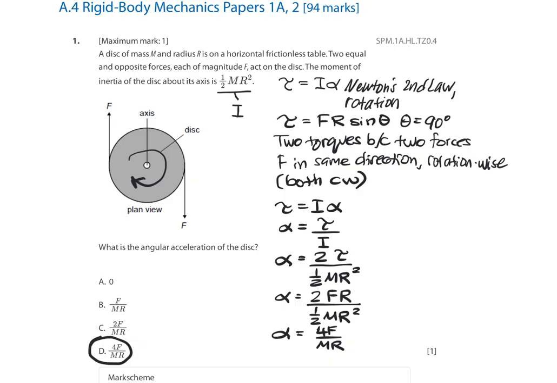Now, moment of inertia is given in the problem as 1/2 mr squared. Usually moments of inertia are given in the problem, so that's nice. And so angular acceleration would wind up being torque over I. I is 1/2 mr squared. There are two torques, so that puts 2t in there. We figured out that torque is Fr, because sine of 90 is 1, and so you have 2Fr over 1/2 mr squared. When you resolve it out, you get that angular acceleration is 4F over mr, choice D.